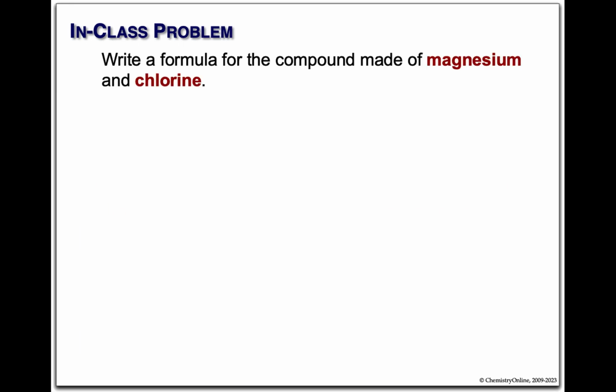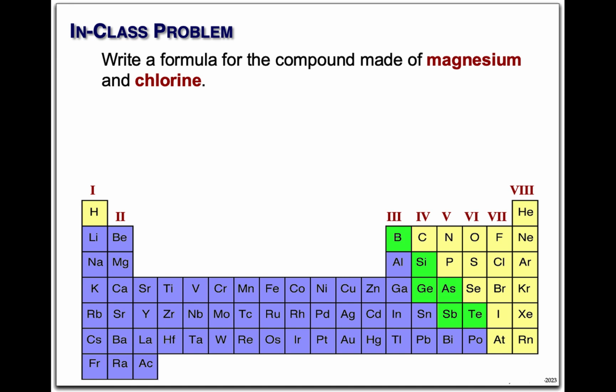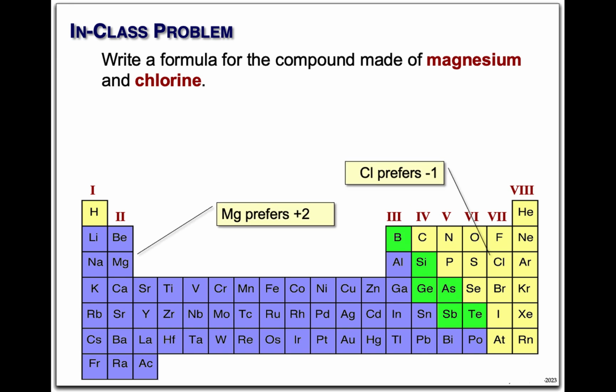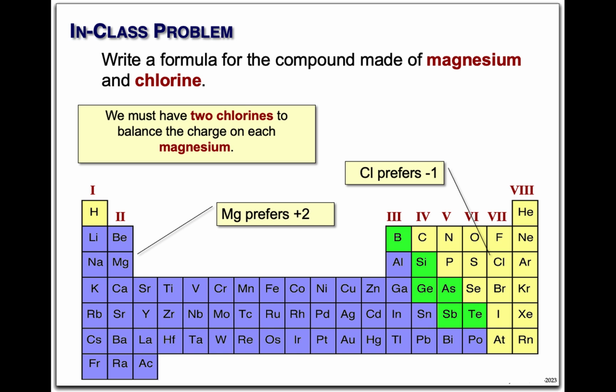Well, let's write a couple formulas here. Magnesium and chlorine. What you want to do first is find everybody. Magnesium is here in group 2. Chlorine is in group 7. Magnesium will be a +2. Chlorine will be a -1. Remember, the compound must be neutral. So we have to get 2 chlorines for every magnesium. To write the formula, you simply write 1 magnesium and 2 chlorines.